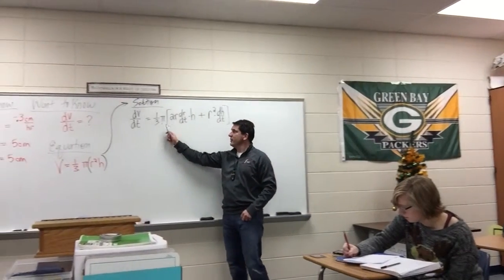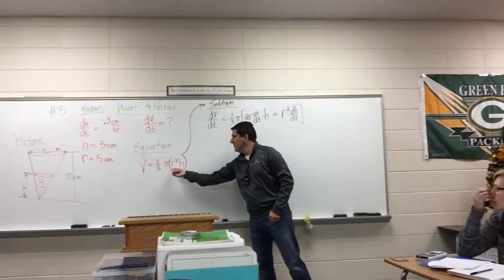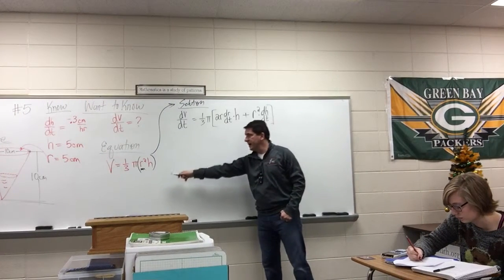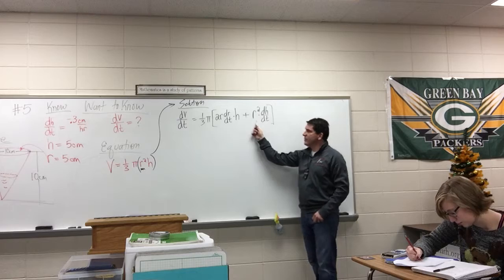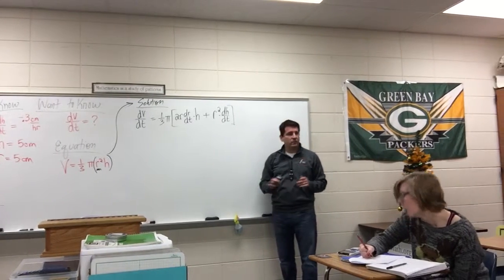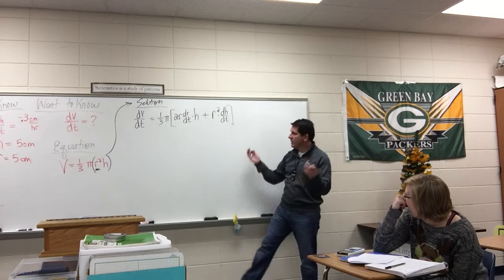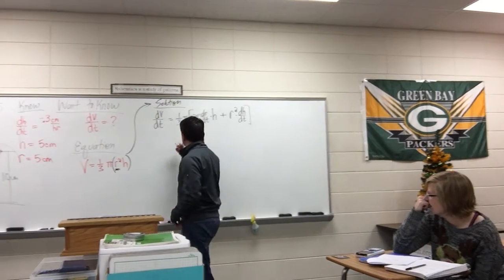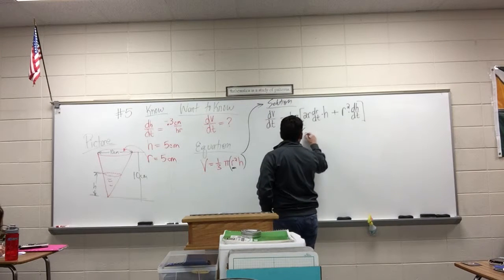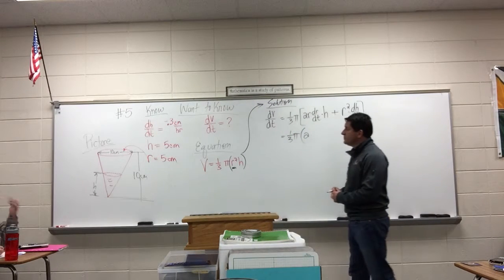Notice it's product rule. Derivative of r squared is 2r dr dt, and then we multiply by the h. Then the r squared sits out, and the derivative of h is dh dt. So that's where all the pieces come from. Okay, piece of cake. Let's just plug in what we know. So it's 1/3 pi times 2. Do we know a radius?